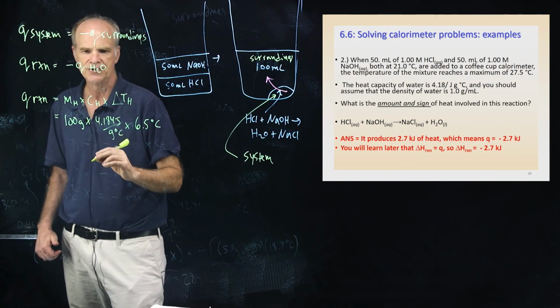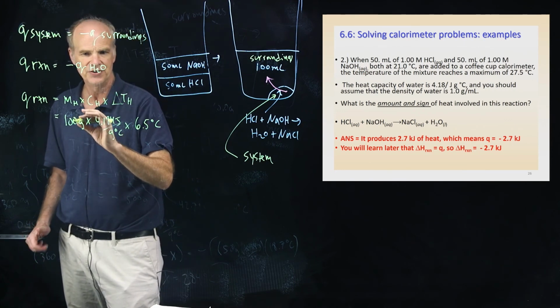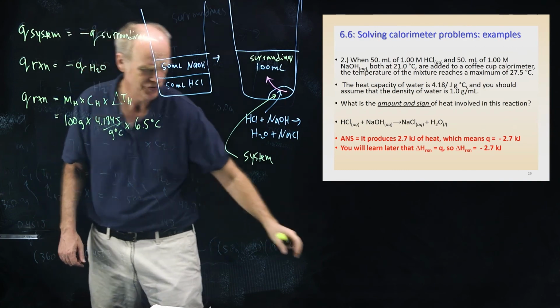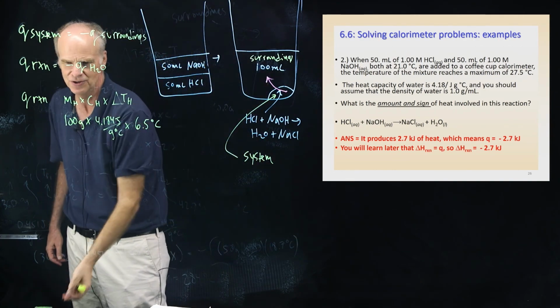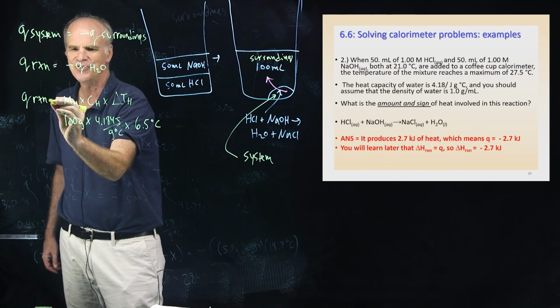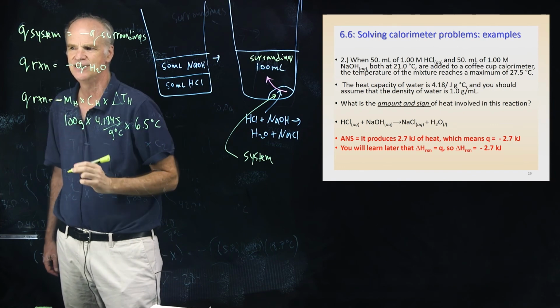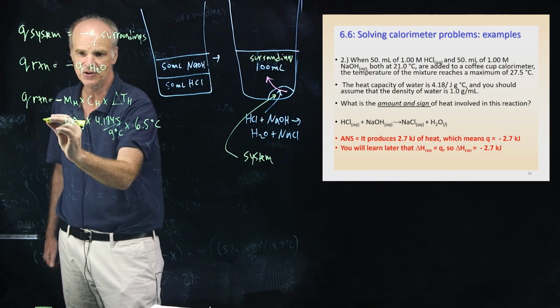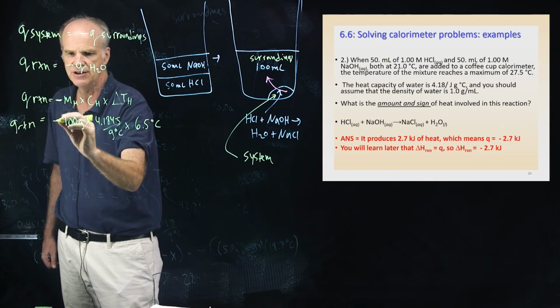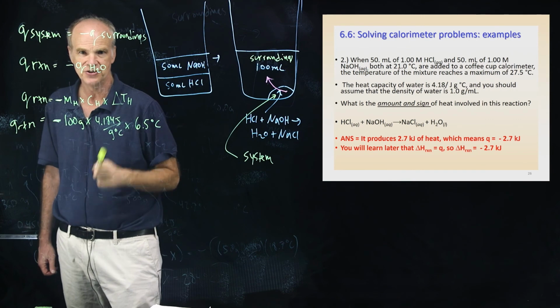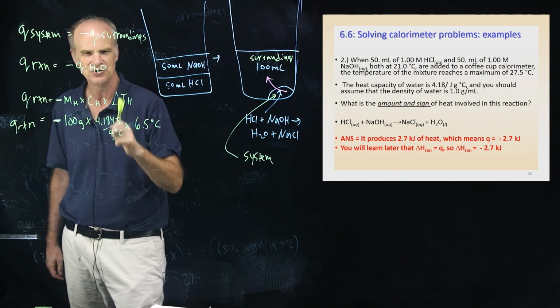One thing, you have to be careful. This is a minor mistake I made, but I caught it, so good for me. Note that I forgot to put a negative sign here. Don't forget the negative sign. So the Q of the reaction is going to be equal to the negative of these numbers here. So don't forget that. I know you'll do better than I did.